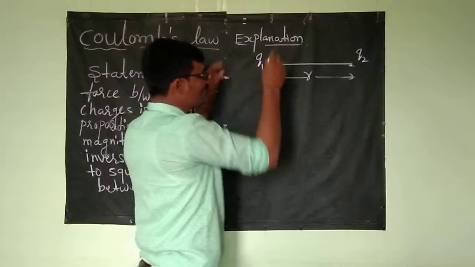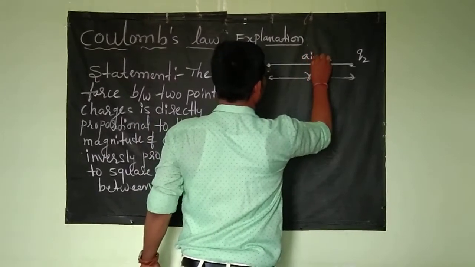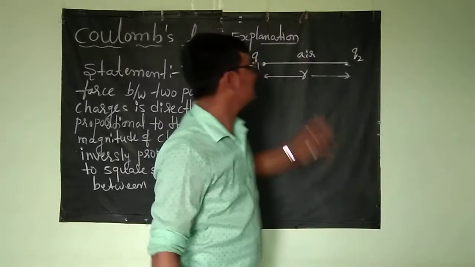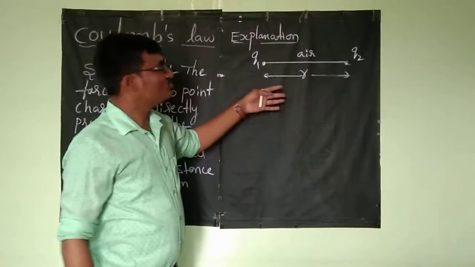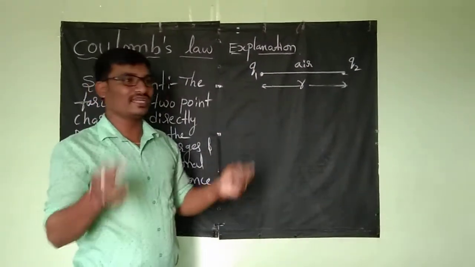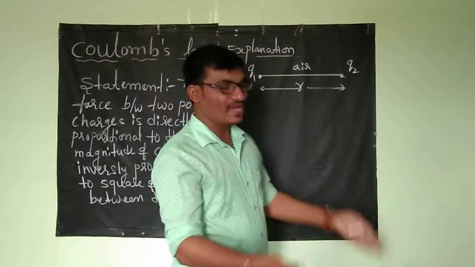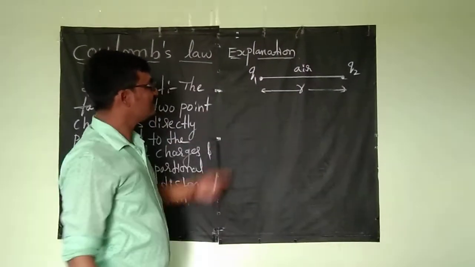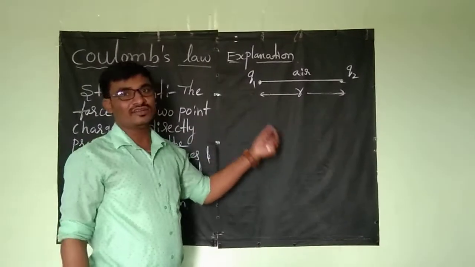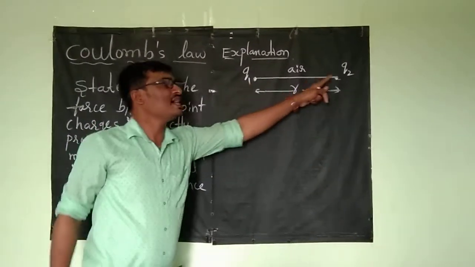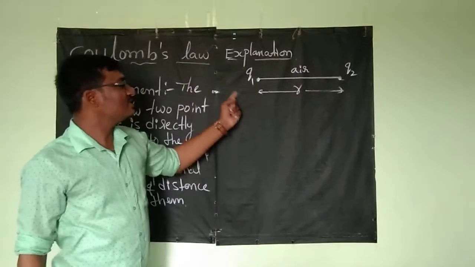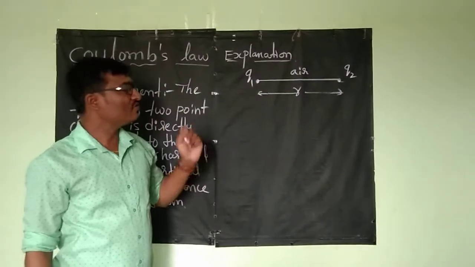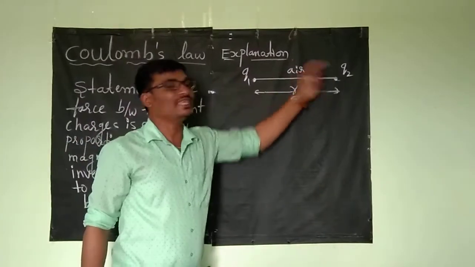These two charges are kept in air medium. Because I have mentioned air medium here, the force changes when two charges are kept in another medium. So for explanation, you just have to write: consider two charges Q1 and Q2. These two charges are separated by a distance r. F represents the force between them.